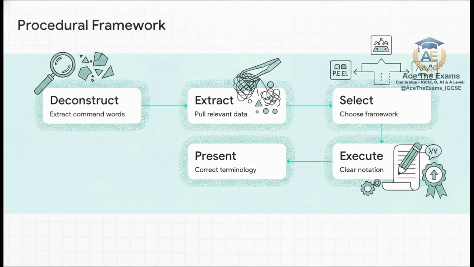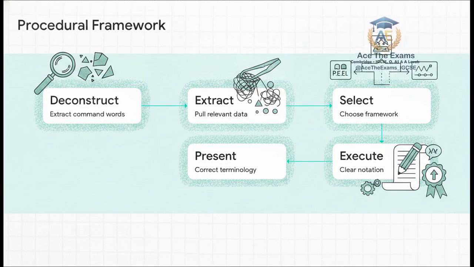Step 1. Deconstruct the question. You have to decode the command words. Does the examiner want you to state, describe, explain, or determine? Each word requires a totally different tactic. Step 2. Extract relevant data from the complex text or tables provided. Find your evidence.